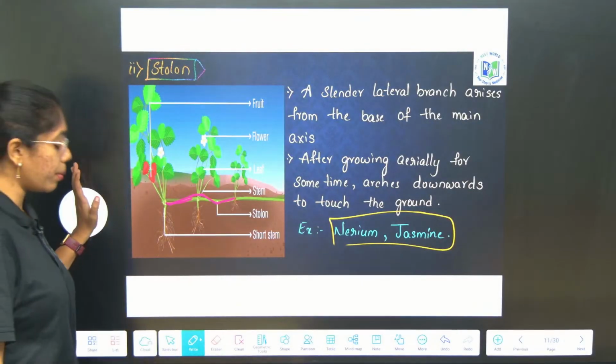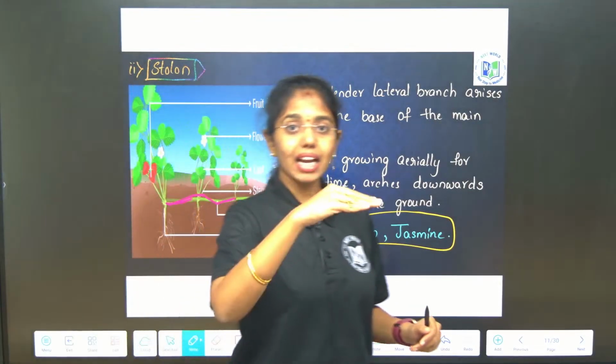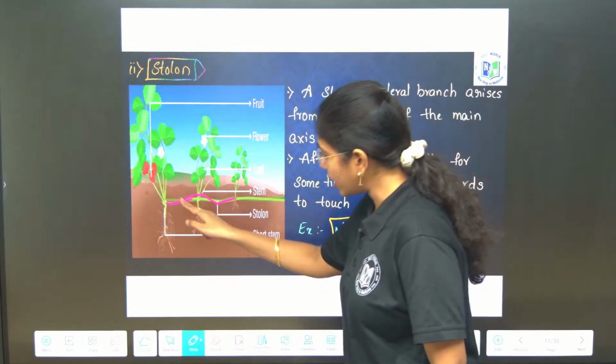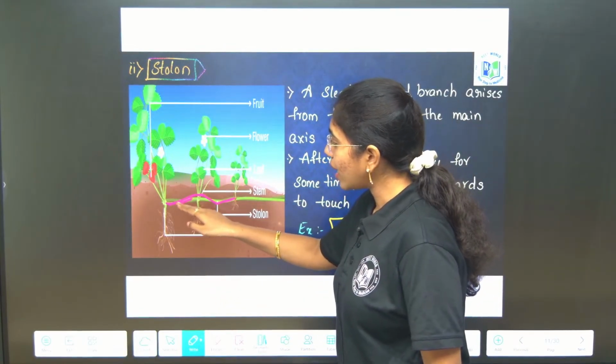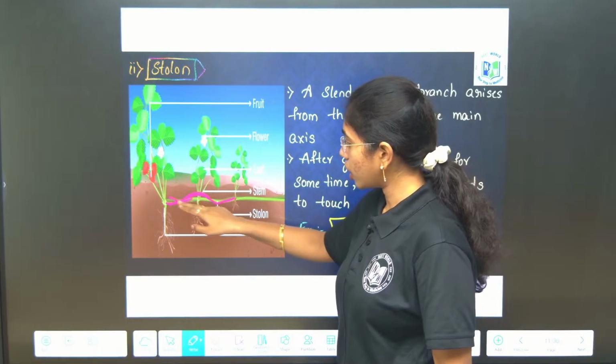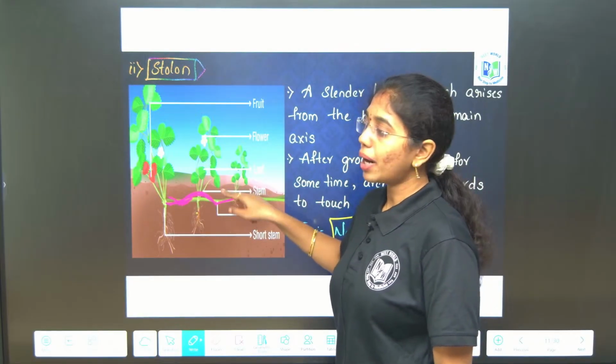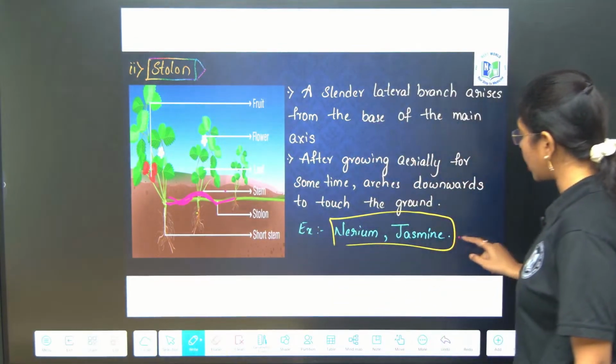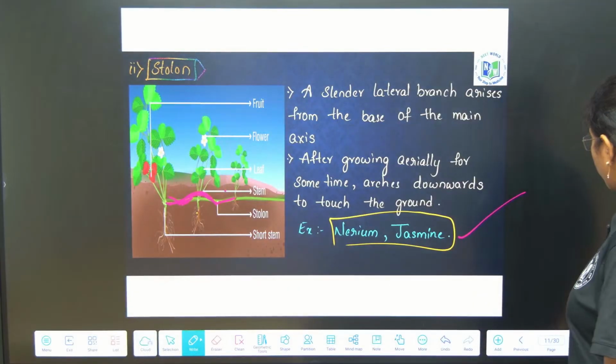What you have to remember over here is the slender lateral branch which touches the ground and arches upwards. That is the stolon type of modification. Examples include Nerium and Jasmine.